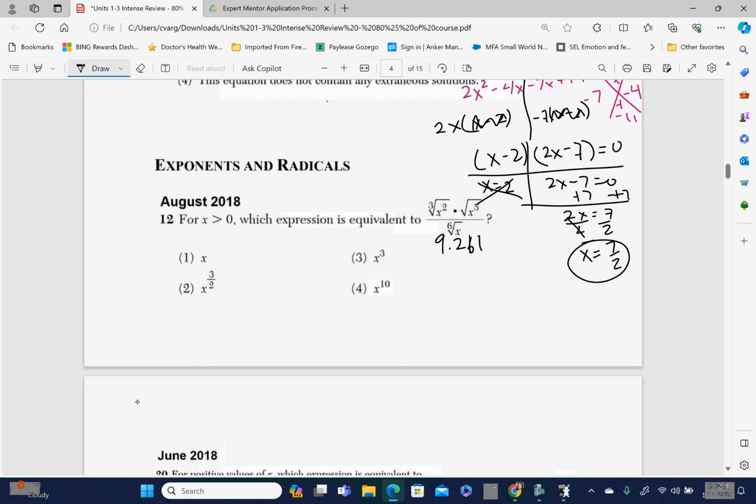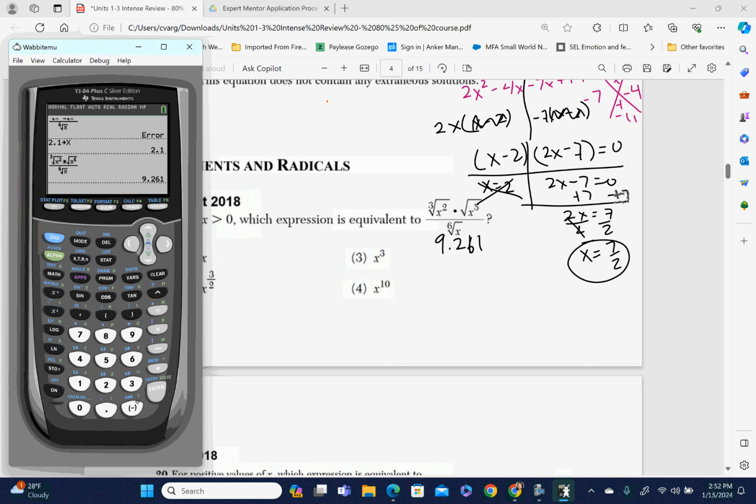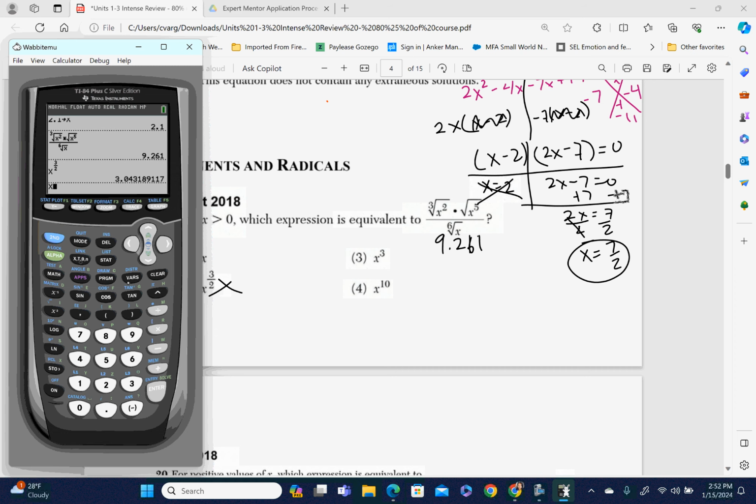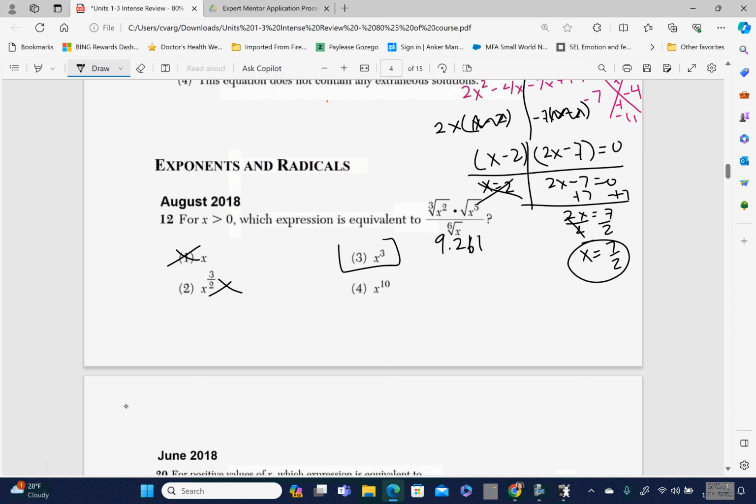I'm going to see which one matches that. Automatically it's not that. If I do x to the 3 halves, alpha y equals, option number 1, put in a 3 and a 2 on the bottom, and I get my answer, that's not this one, so it's not number 2. If I plug in x to the 3rd, let's see if that works. There you go. So our answer is choice 3.